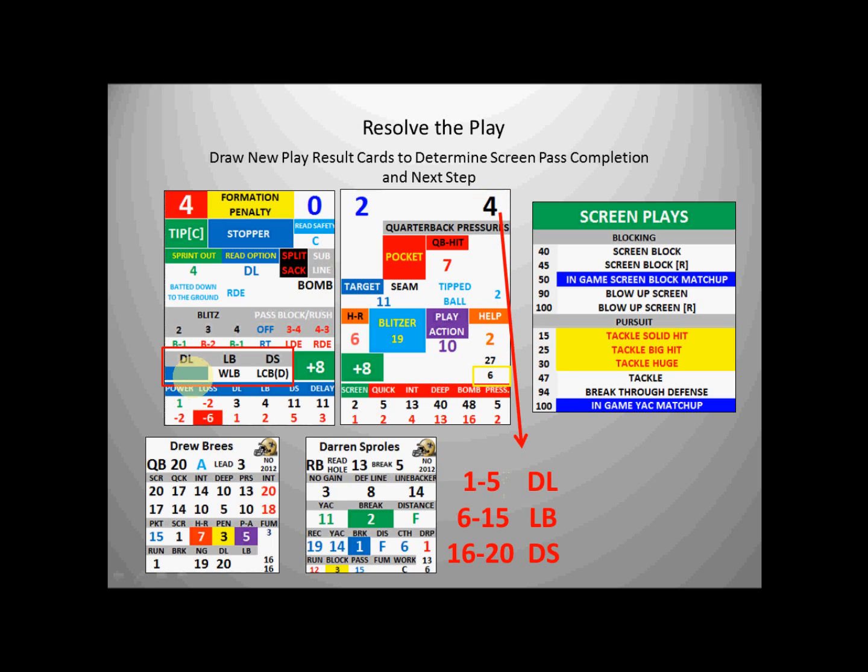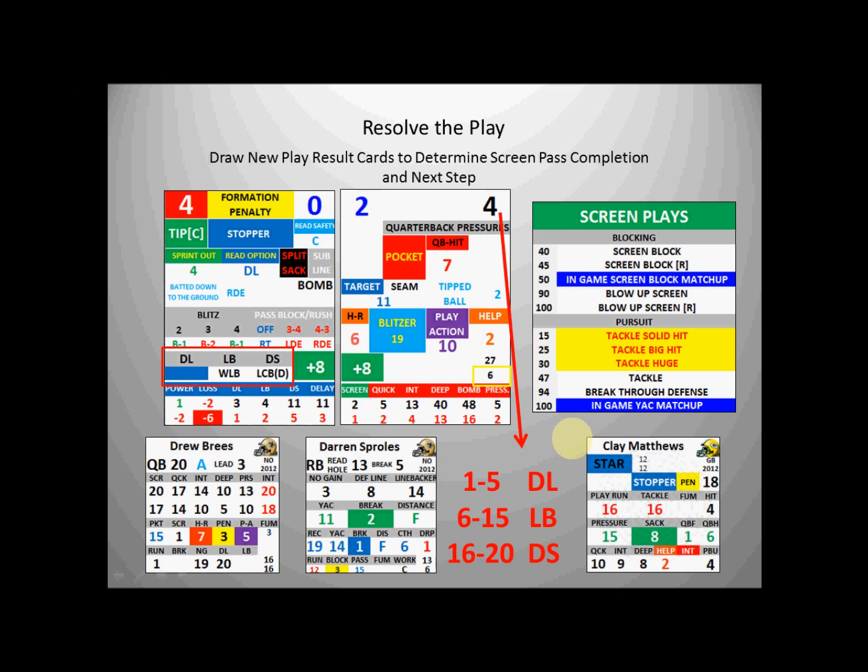As we look over, we don't see a position listed, we see a color. That's a stopper color. So who is the blue stopper for Green Bay? It's Clay Matthews. All right, so C.J. Wilson blew up the screen blocking. Drew Brees still found Darren Sproles. He didn't drop it. And now we're going to find out what happens as Clay Matthews tries to pursue that and prevent any level bump or additional yardage being added.